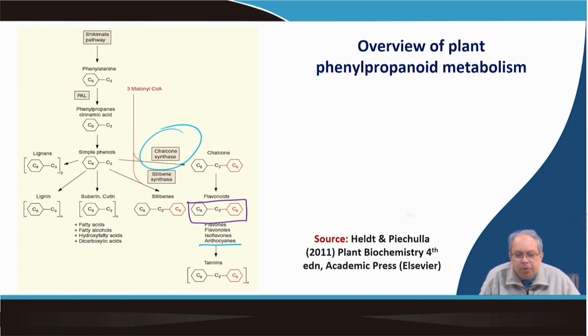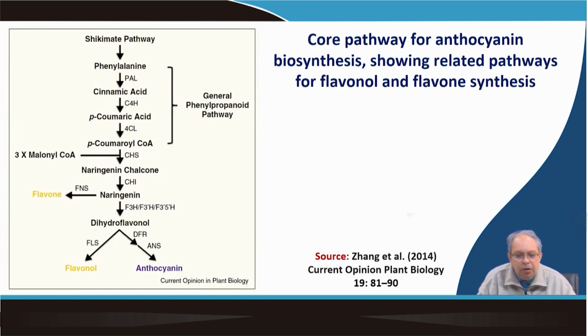I have spoken about chalcone synthase several times, so this is also no exception. Chalcone synthase is a starting point, the core pathway for anthocyanin biosynthesis, and basically showing the relationship between flavonol and flavone. These aspects I have covered in a little bit of detail, particularly on the flavones and flavonols, in the previous class. So, let me make a brief overview about this.